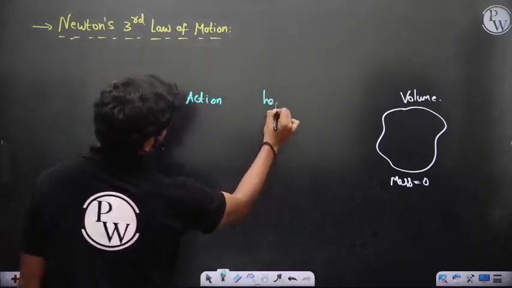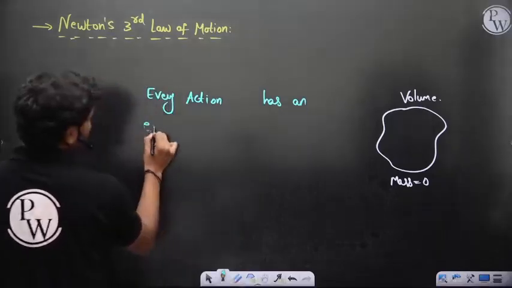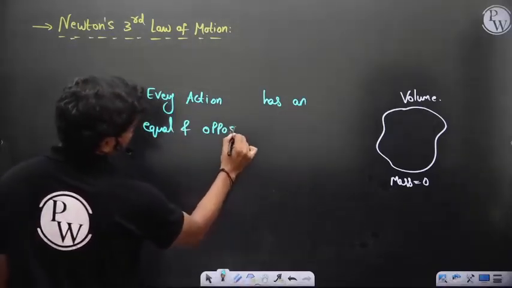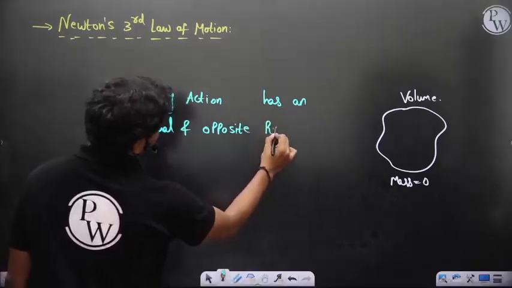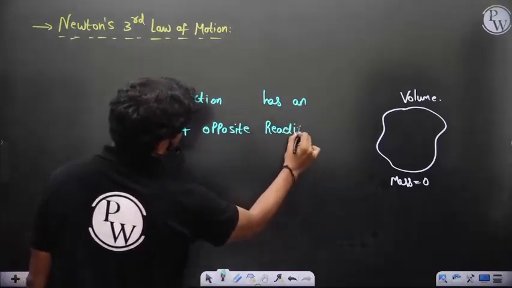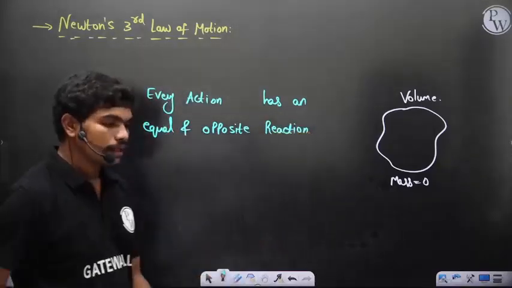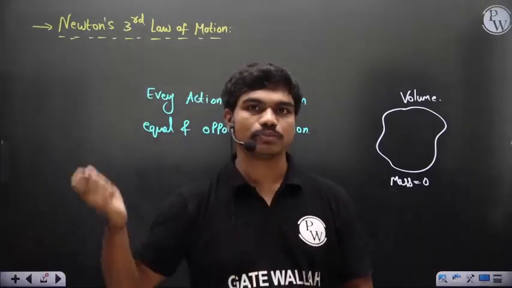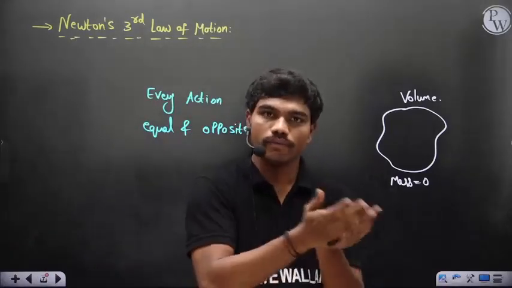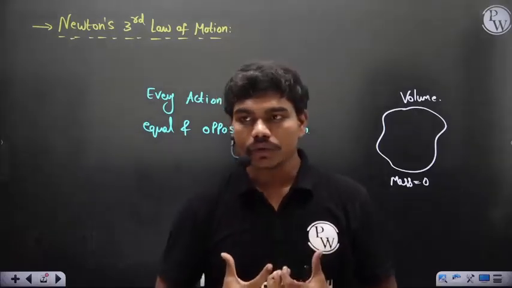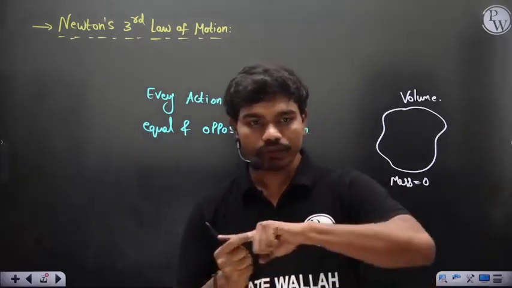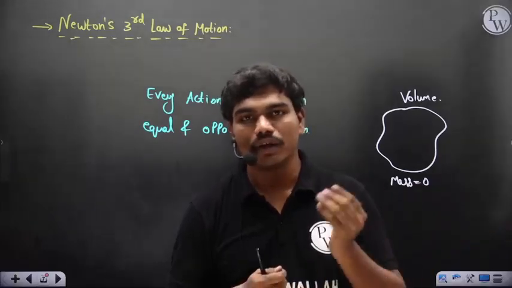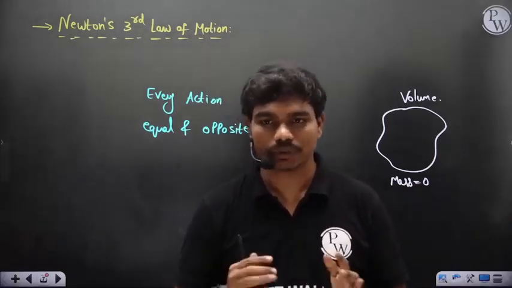Every action has an equal and opposite reaction. This is what people tell you, okay? And in schools they also give examples that suppose you took a ball and hit it against a wall, then the ball will come back. Then what do you understand by this? People tell you that the going of the ball is the action and the coming back of the ball is the reaction, correct? This is what people tell you.